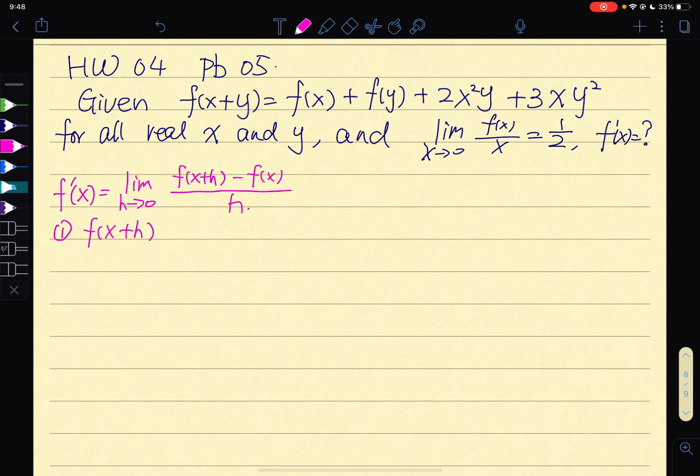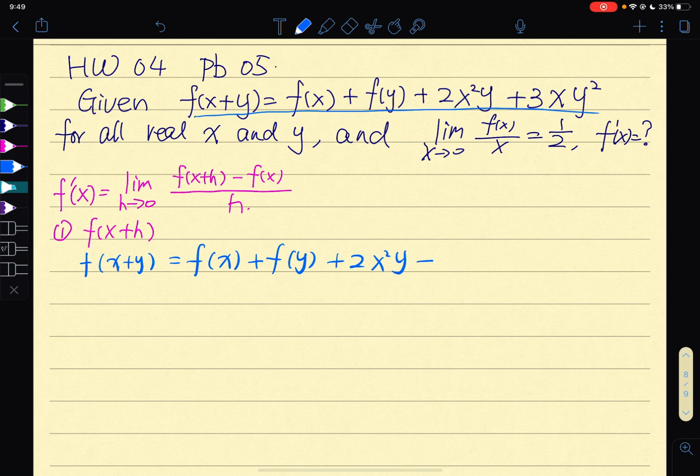Technically, I don't really know what that is, but if you just use the information given to you, it says if you have two parts added together, you are supposed to have f of the first piece plus f of the second component plus twice the first component squared times the second one, and then 3 times x times y squared. If you literally mimic the behavior, the only minor difference is now you are calling your y an h.